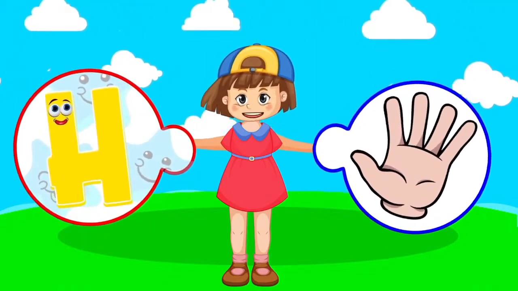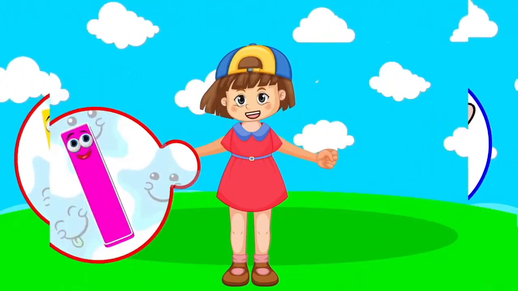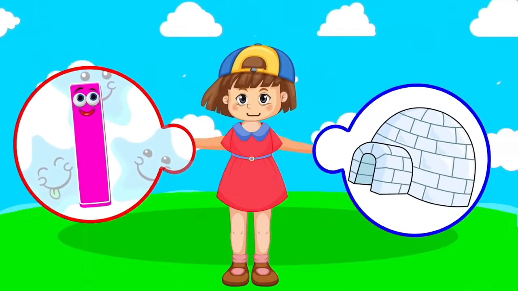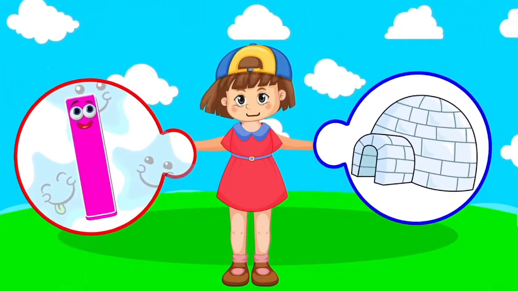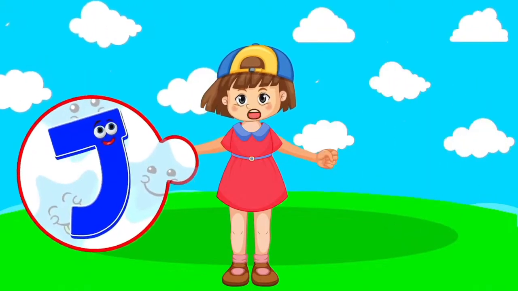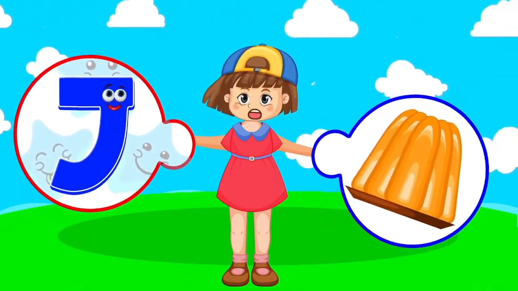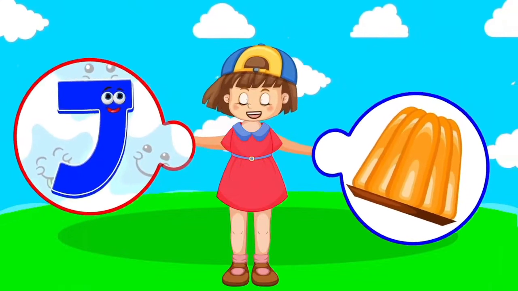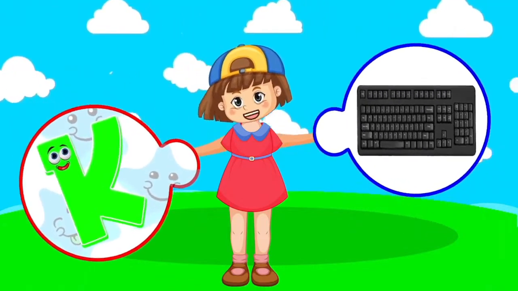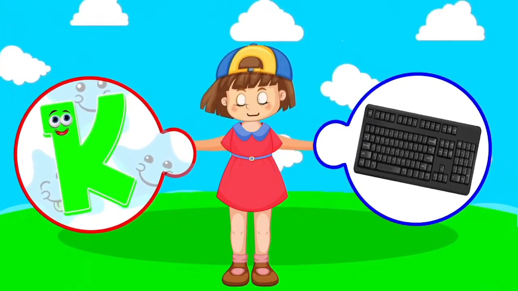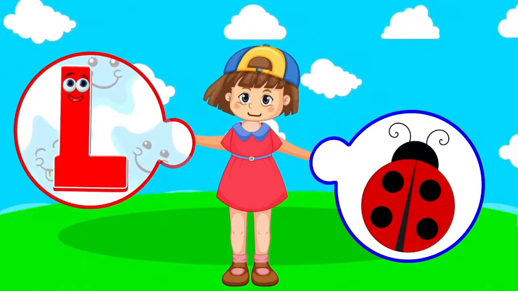H, hand. I is for igloo. I, igloo. J is for jelly. J, j, jelly. K is for keyboard. K, k, keyboard. L is for ladybug.